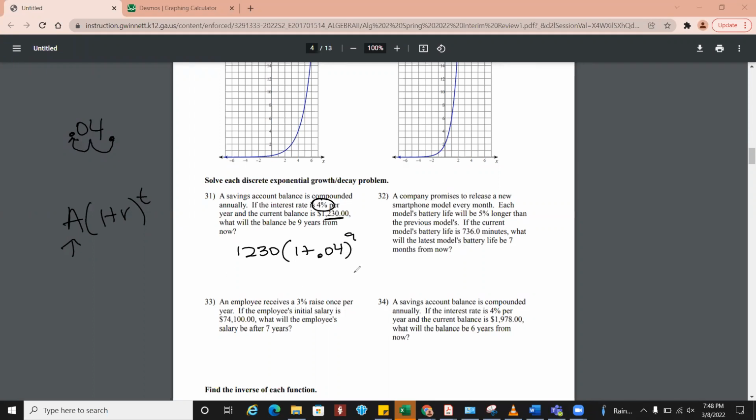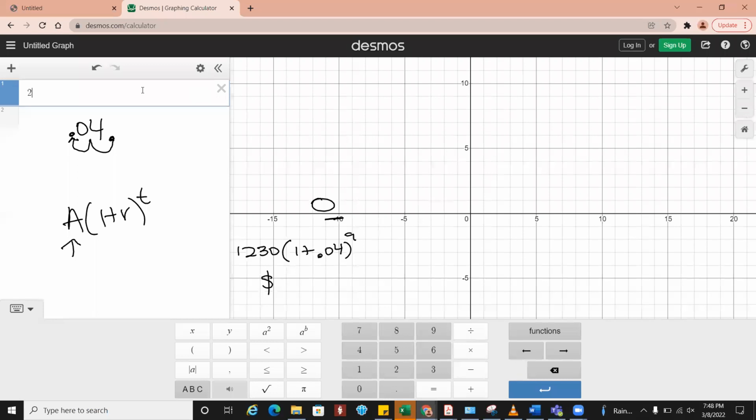Now you're going to plug this into your calculator, and make sure that at the very end you write your dollar sign and whatever it simplifies down to. So just for purposes, 1,2,3 times parentheses 1 plus 0.04 raised to the 9th power. That's going to be $1,750.67. And remember, you do need to round to the second decimal place because we're dealing with money.